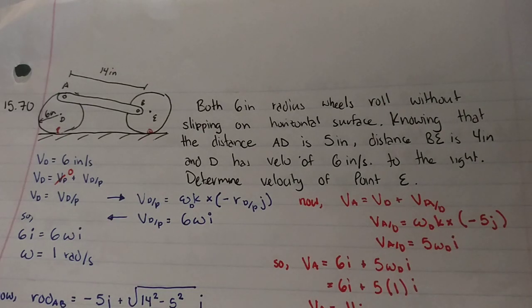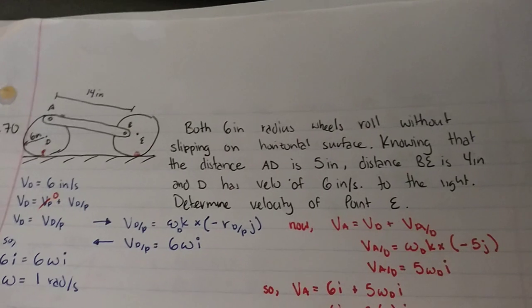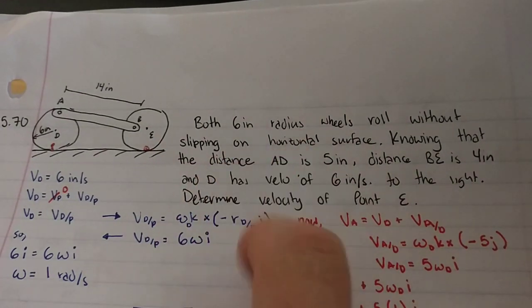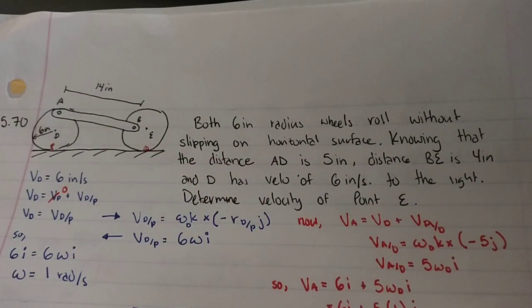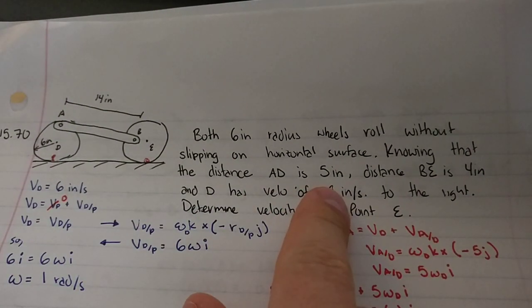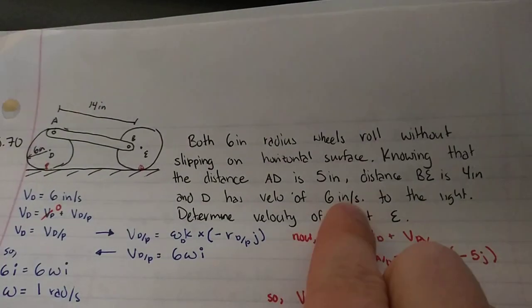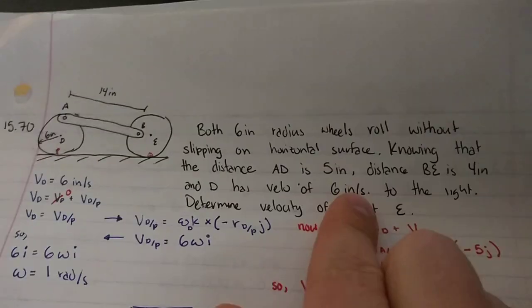Okay, it's going to be part 4 of chapter 15. So in this problem, we have both 6-inch radius wheels rolling without slipping on a horizontal surface. This is the little diagram of it. Only the distance AD is 5 inches. That's AD. The distance BE is 4.